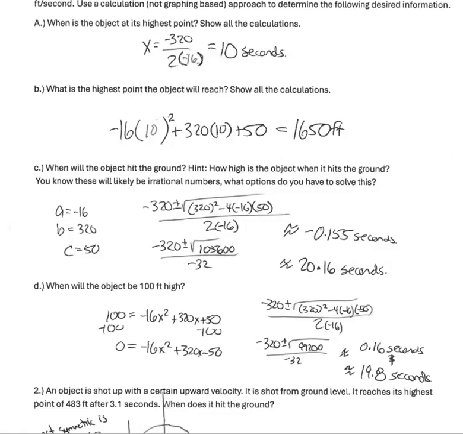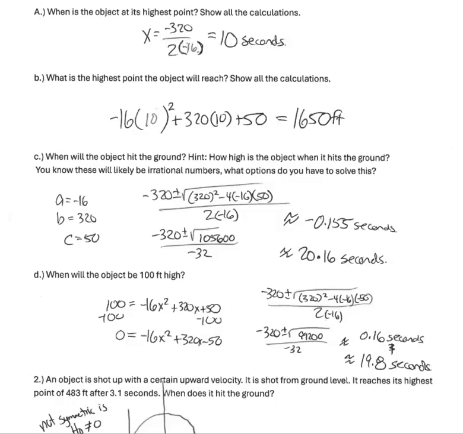And when you substitute it in, you get 0.16 seconds and 19.8 seconds. It'll be at 100 feet high on its way up, and it'll be at 100 feet high on its way down. Okay. You can see that it was 100 feet high very close to when it hits the ground, because it hits the ground at 20.16 seconds, and at 19.8 it is already almost at the ground.